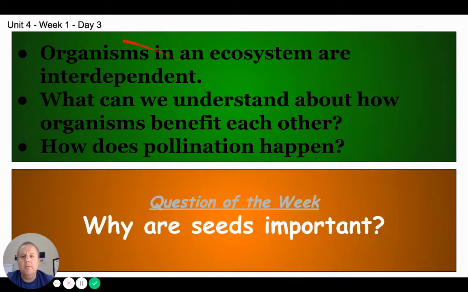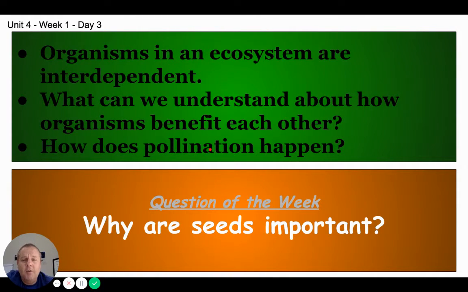Cool. Remembering this week, organisms in an ecosystem are interdependent. What can we understand about how organisms benefit each other? So when things are interdependent, they benefit each other. One hand washes the other, so to speak. This hand helps this hand. The bee helps the flower. The flower helps the bee. Interdependent. How can they benefit each other?